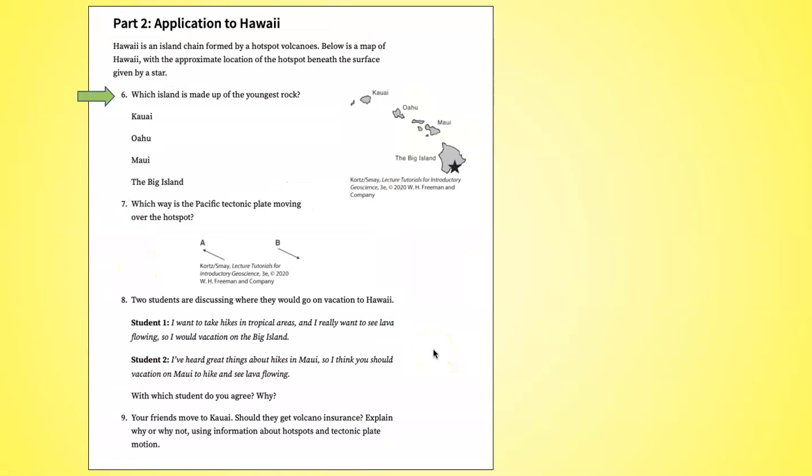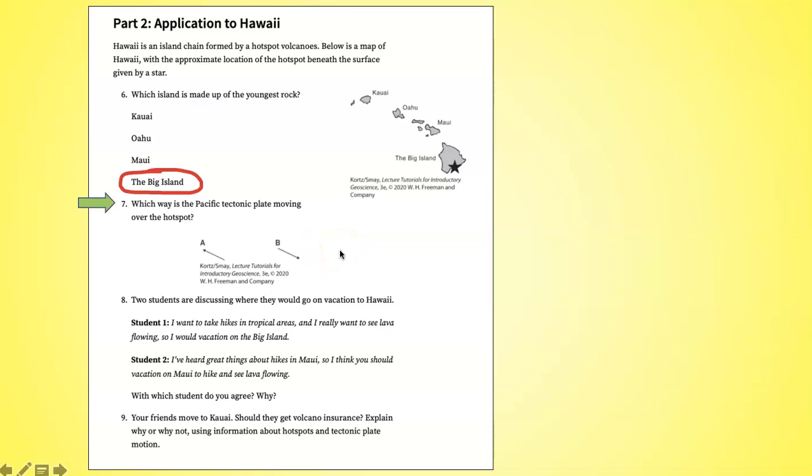Now we're going to apply this to the real set of islands in Hawaii. Hawaii is a chain of islands formed by a hotspot. And on this map here, they are showing the hotspot location, mantle plume, at the star. So which island is made up of the youngest rock? Well, it must be the big island because this is where the hotspot is closest. These are older. The next question asks which way the plate is moving. And A and B are your choices.